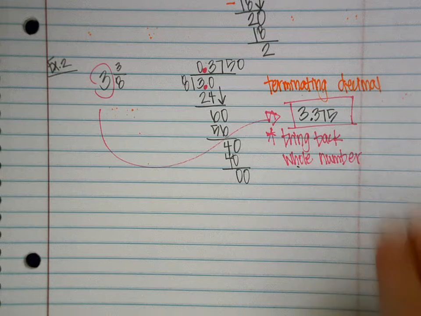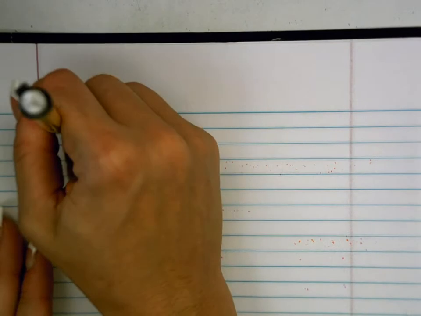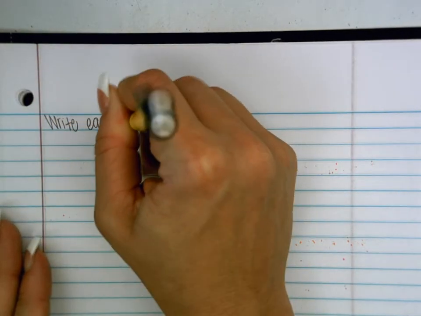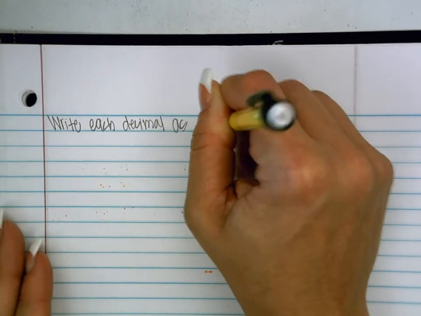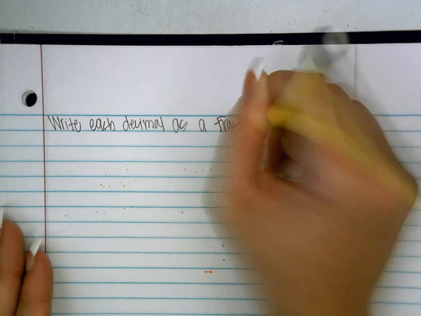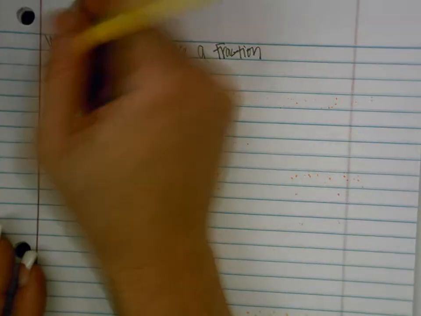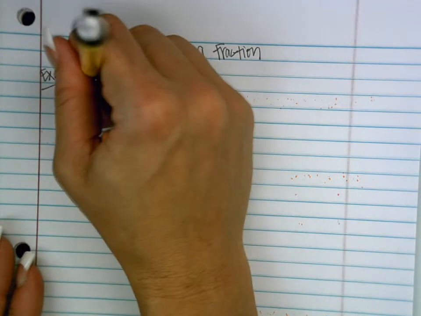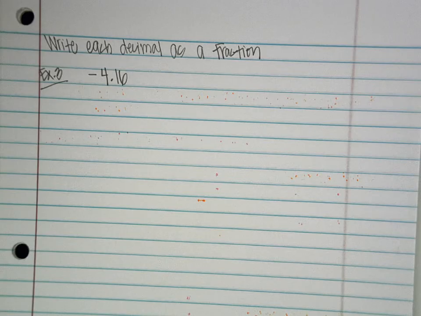Now, we're going to switch gears. We went from fractions to decimals. Now we're going to switch, and I would like you to write each decimal as a fraction. So we're going to switch. We're going to write each decimal as a fraction. So for example number 3, I would like you to write negative 4.16 as a decimal, or excuse me, as a fraction.